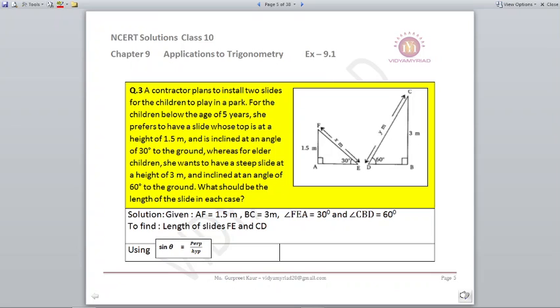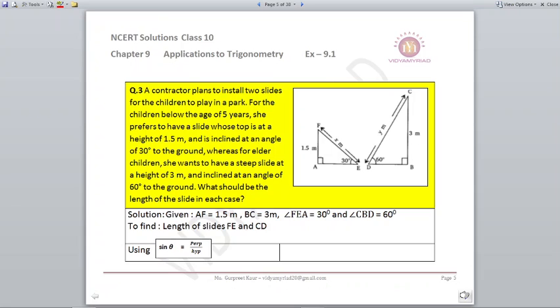Whereas for the elder children, she wants to have a steep slide at a height of 3 meters. So CB is given to us as 3 meters and the angle formed is 60 degrees. What should be the length of the slide in each case? That means from the figure we come to know that we have to find out FE and CD. So let us find out how we are going to do it.